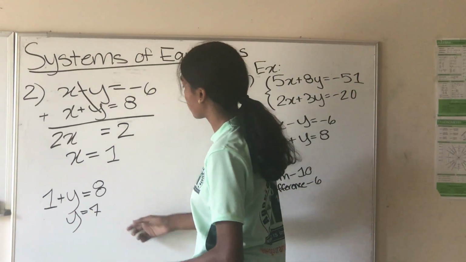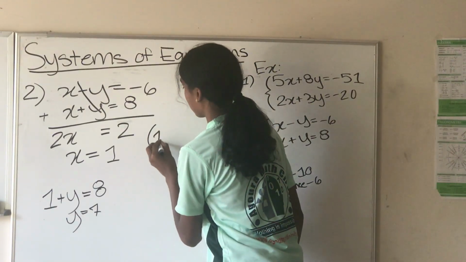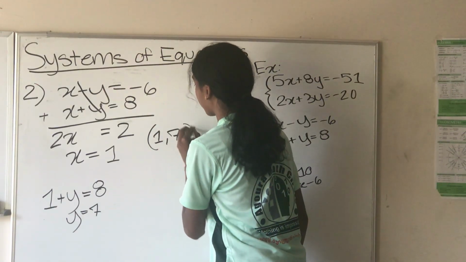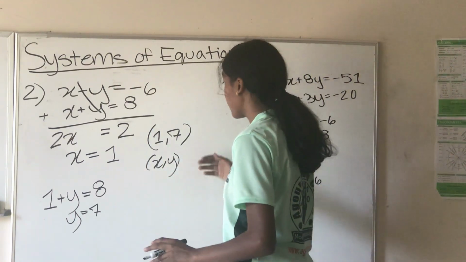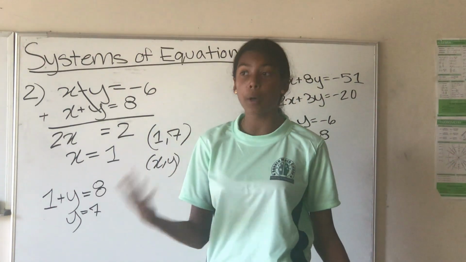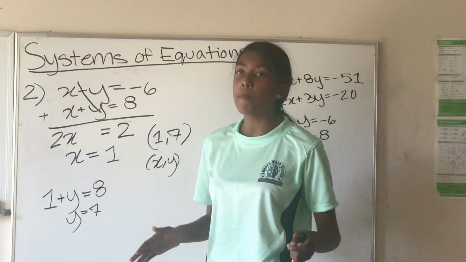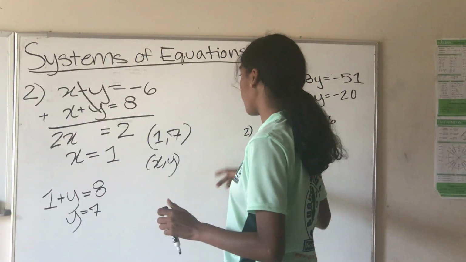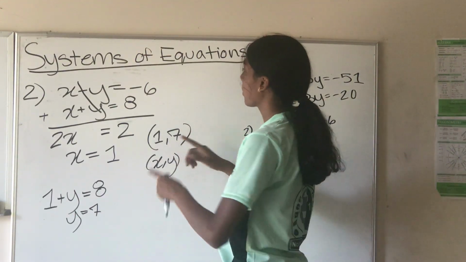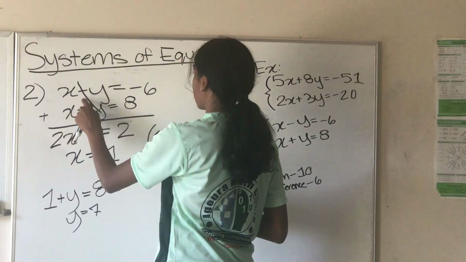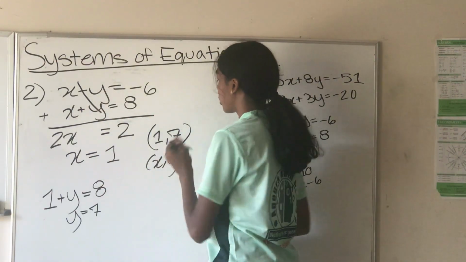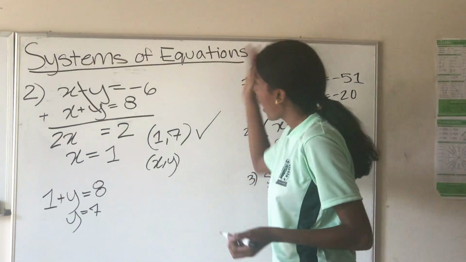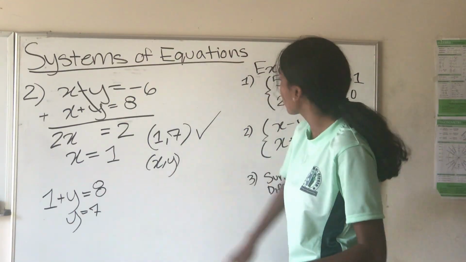So we get our answer, 1, 7. You always write it like this, x, y. And to check this, we have to plug it back into both equations. It won't help if it only goes into one equation. So if we get 1 plus 7, 1 minus 7 is negative 6. 1 plus 7 is 8. So we're good. So that's it for the second example.